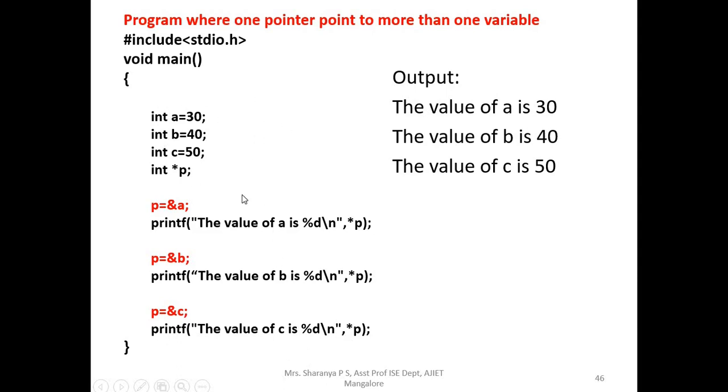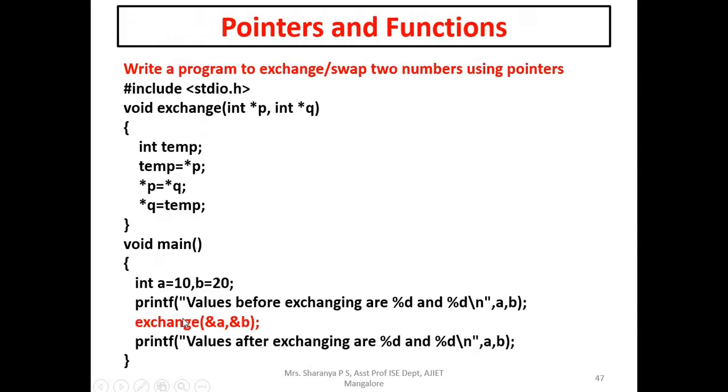These are the different ways we can refer to three different variables with the same pointer variable, but the initialization differs in each statement. That is, first P is set with the address of A, next P is set with the address of B, and next P is set with the address of C. And how are these pointers and functions connected? In the previous session, I already discussed the pointers concept with the swapping of two numbers when we discussed call by value and call by reference.